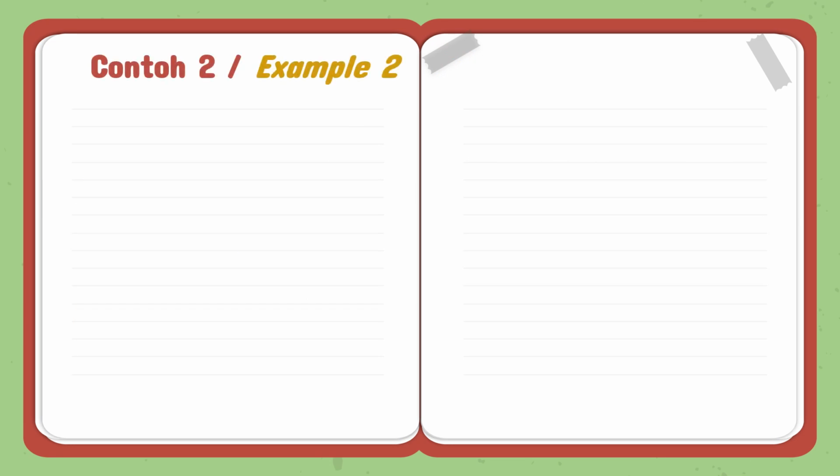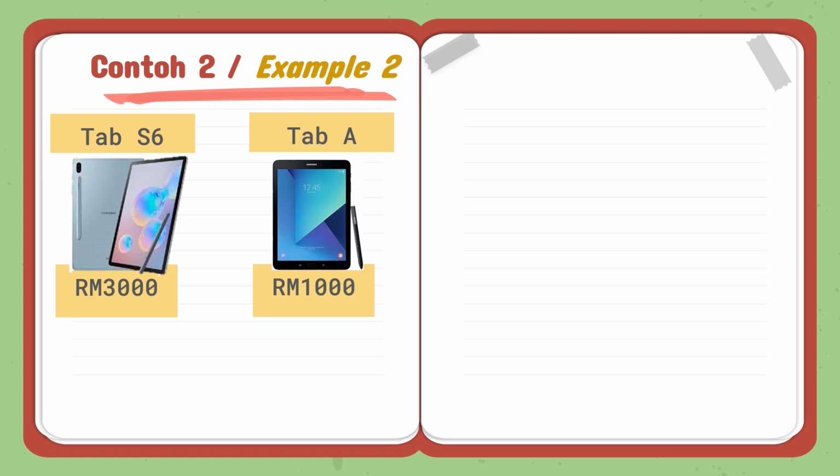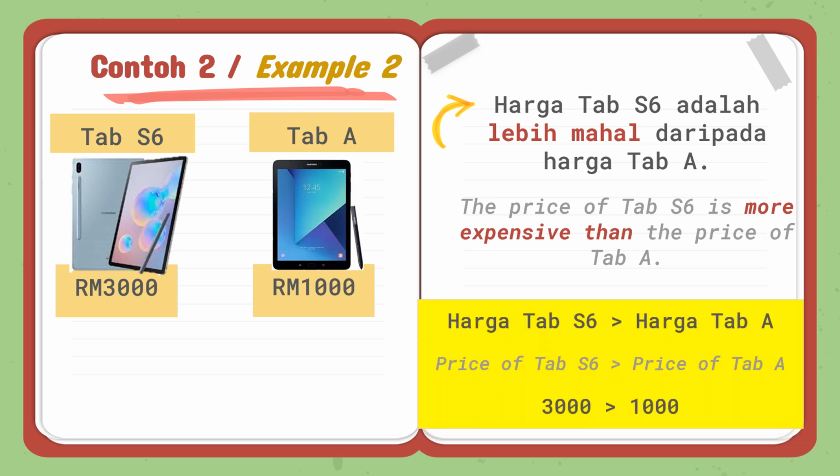Alright, so example 2. Let's say you have these two types of tablet. The first one is Tab S6, which is worth 3,000 ringgit, and the second one is Tab A, which is worth about 1,000 ringgit. So what we can say about this situation is that the price of Tab S6 is more expensive than the price of Tab A. So we will write the inequality like this. Okay, 3,000 is more than 1,000. This is the first situation.